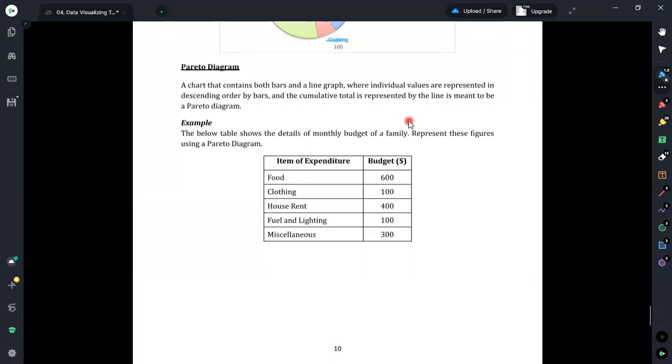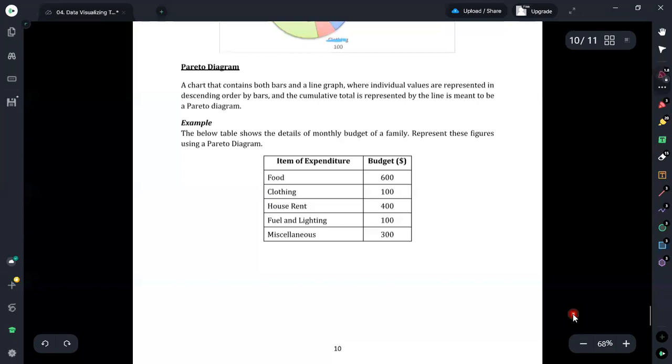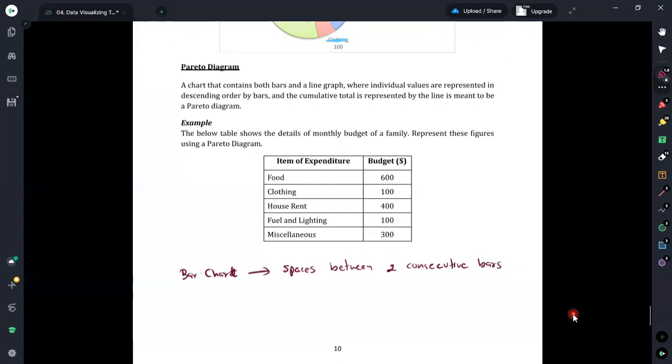in the bar chart, we had spaces between two consecutive bars. But once you use this in the Pareto diagram, there are no spaces between two consecutive bars.